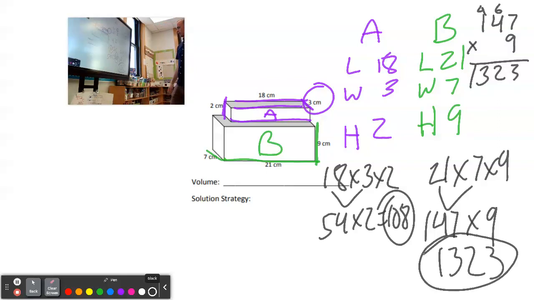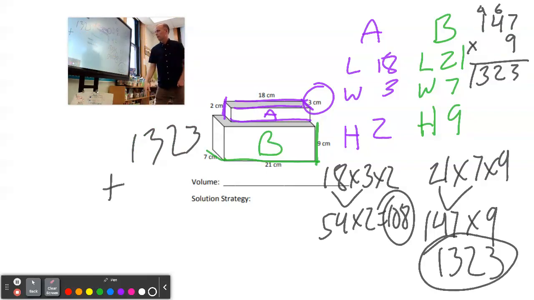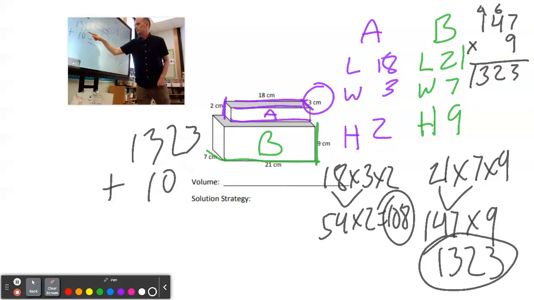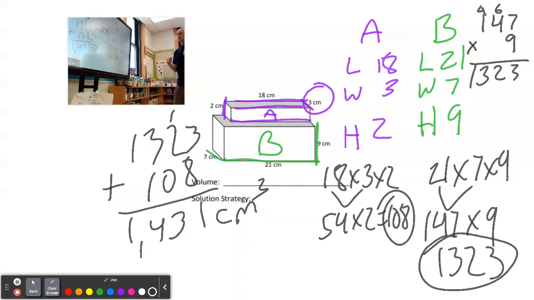Now we have to find the total volume. So we take 1,323 plus 108. And your total volume is 1,431 centimeters to the third power. Okay? It's not so bad, is it?